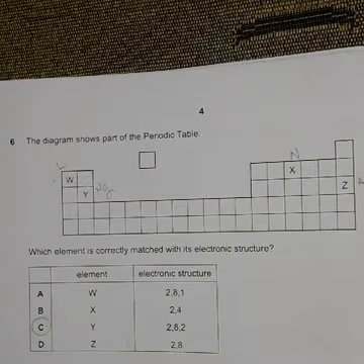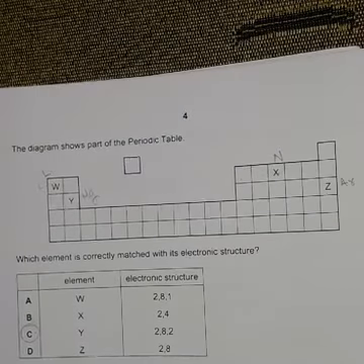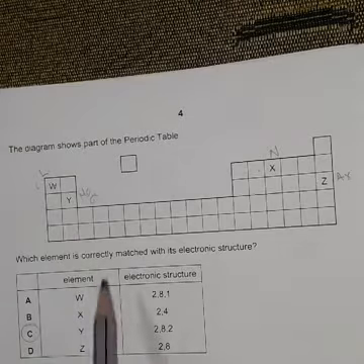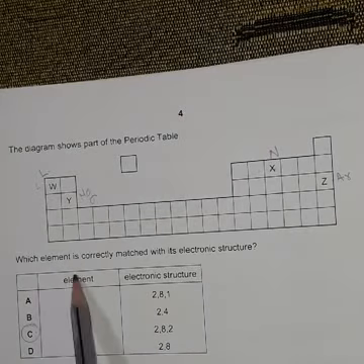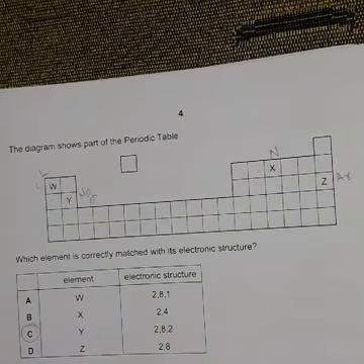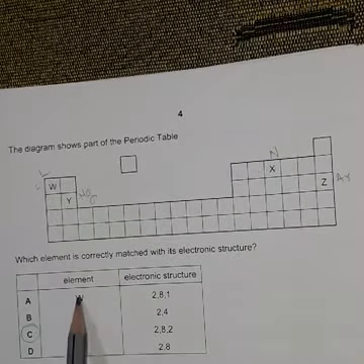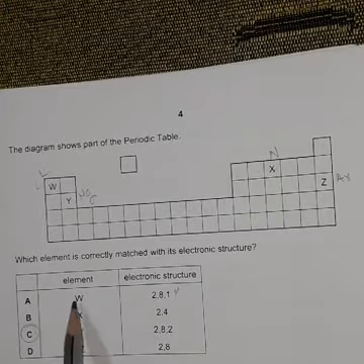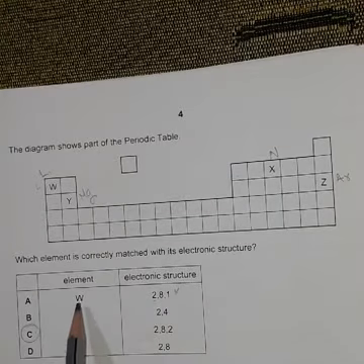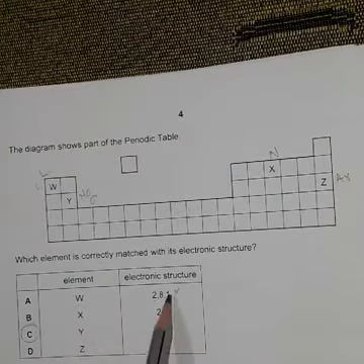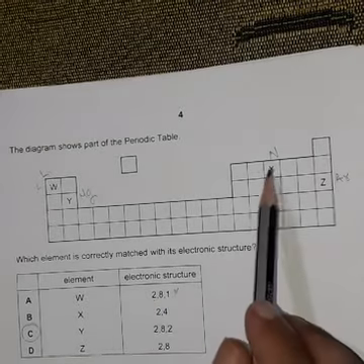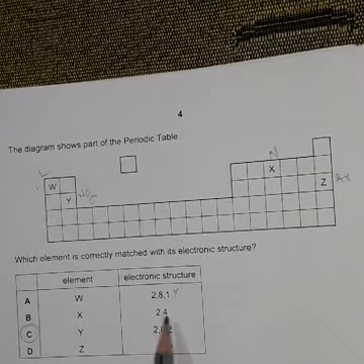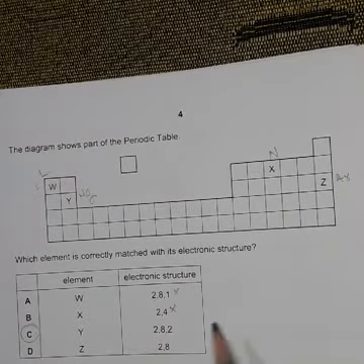Okay, after marking the elements, you have to answer this question: which electronic structure correctly matches the element? First, W, lithium, atomic number 3. It is more than 3, so it is wrong. Lithium is 2,1, atomic number 3, 2,1. It is not the answer. Next one, X means nitrogen. Nitrogen, atomic number 7, 2,5. It is not the answer.